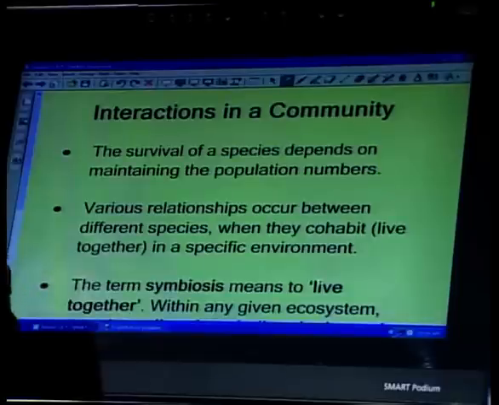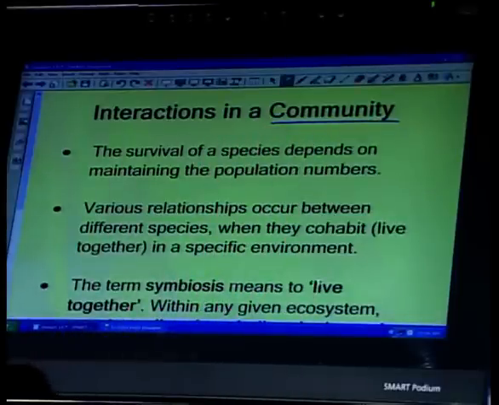Okay, now interactions in a community. Now remember, what is a community? A community is different species that live in the same area and that are able to interact. They interact with each other. Whereas a population was the same species that live in the same area that interbreed. So the example that we went through earlier in the previous session was that an impala buck would need the grass, and your lions need the impala. Indirectly, the lion needs the grass. So whether it's direct or indirect, there is an interaction.